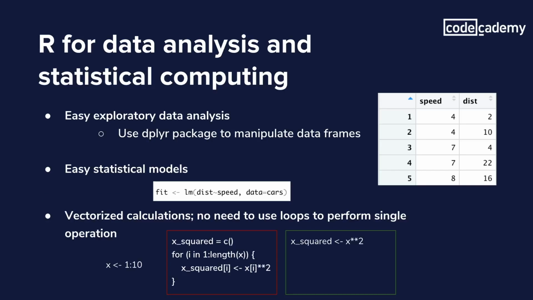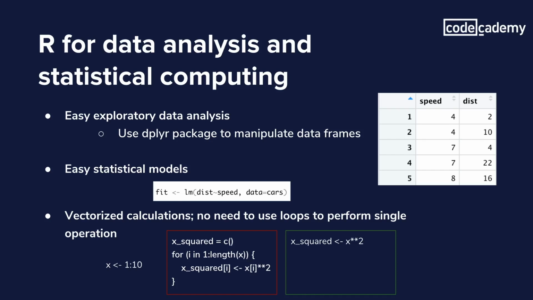R makes exploratory data analysis easy for beginners. For example, R's dplyr package makes it easy to manipulate local data frames, like this cars data frame on the right, which is a built-in dataset in R and contains information about the speed and stopping distances of cars. dplyr allows you to manipulate data frames like this one by doing things like selecting variables based on their names, summarizing multiple values, and rearranging the ordering of the rows. A group by function also allows you to perform any operation by group.